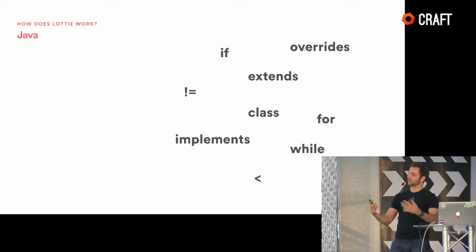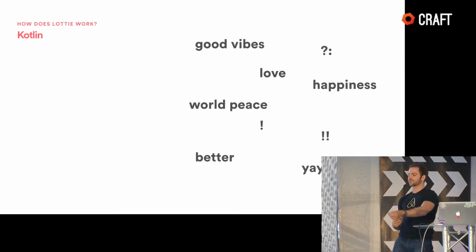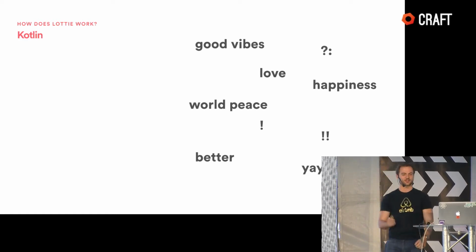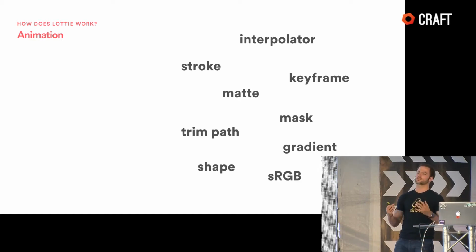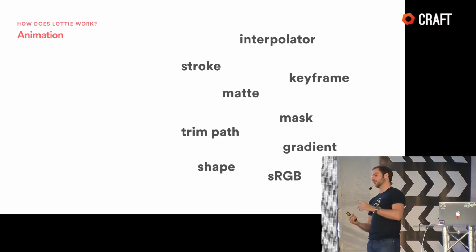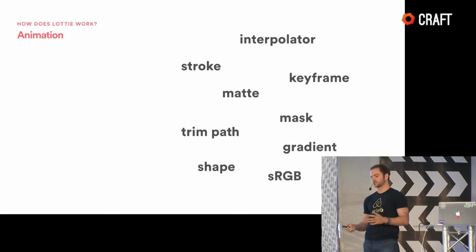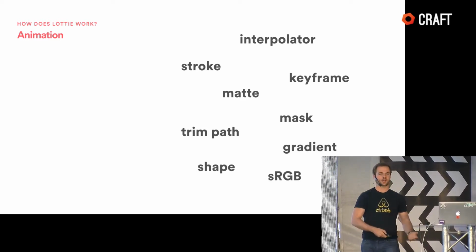Java, again, another language. It has its own individual pieces, like if, overrides, extends. Or maybe now you're using Kotlin, which has good vibes and love and happiness and an exclamation mark, maybe even two. We all love it. And then animation. So this one might be a little bit less familiar to an engineer who's never worked in the world of design before. So they think in terms of interpolators and strokes and mats and masks and keyframes and color spaces. So we're going to dive into some of those today. So now when you work with designers, you have a better understanding of the world that they live in.